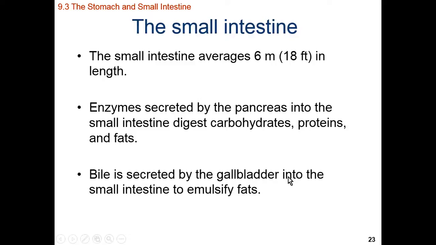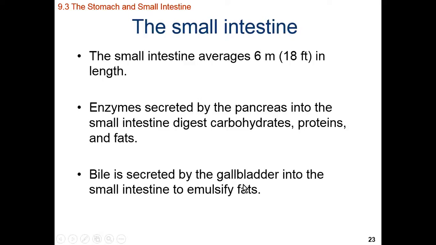We are going to have secretions from the pancreas. Those enzymes from the pancreas are going to be dumped into the small intestine and will digest carbs, proteins, fats, and, not mentioned, but it's worth mentioning, they will also help us digest nucleic acids as well.